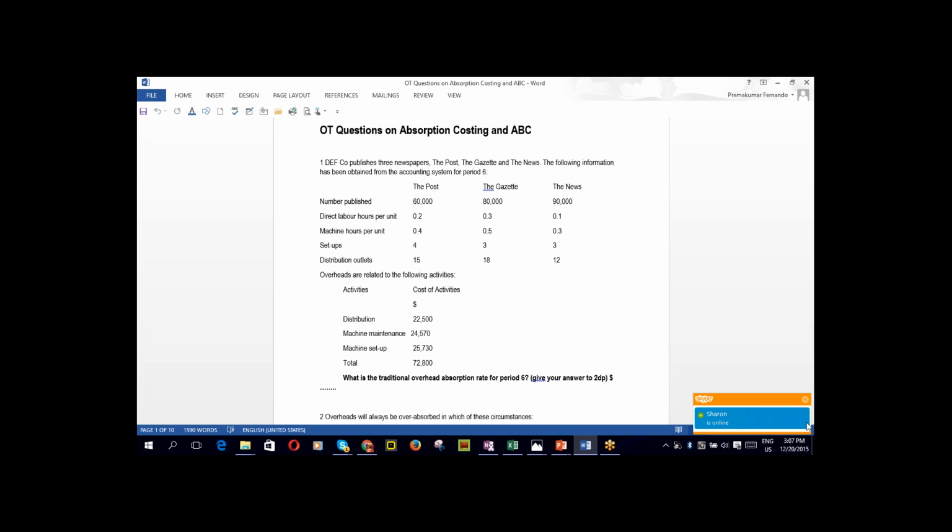Direct labor hours per unit. To print the Post paper, they take 0.2 hours. The other one, they take 0.3 hours. And the other one is 0.5, and 0.3. So you can see the Gazette seems to be taking more labor hours. And the machine hours, if you really look at it, again the Gazette seems to be taking more machine hours. And every time they want to do the paper, they have setups.